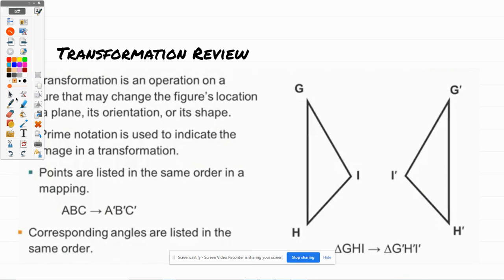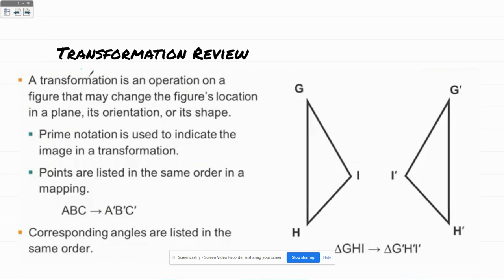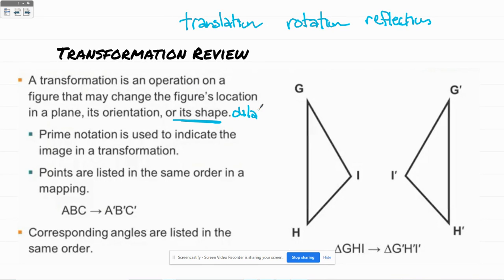This is a review of all the other transformations we talked about. Remember, when you have a transformation, it can be a translation, which is a slide. It could be a rotation, which is a turn, or it could be a reflection, which is a flip. Those change the location, which is the translation, that's the slide, or the orientation, the way it is, or its actual shape. And this one is called the dilation, when it actually changes the shape of it.